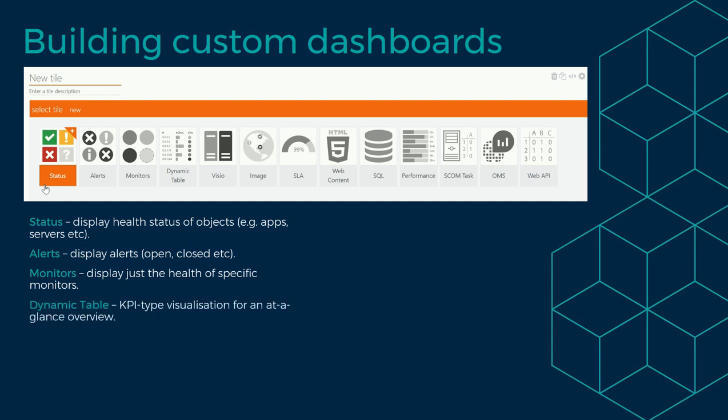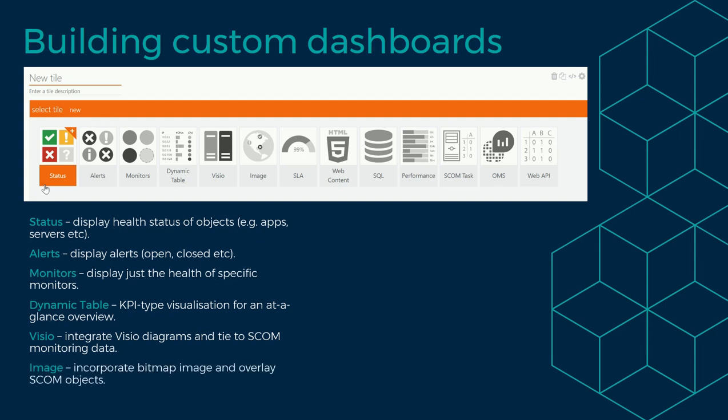Dynamic table is what I would think of as a KPI type visualization, an at-a-glance overview of the health of things like servers, disks, and so on. That can be very, very useful, showing you CPU usage, memory usage, the number of CPUs on a given server, and so on. Visio we'll look at in more depth in another session, but that allows you to tie your SCOM data to your Visio diagrams to make those Visio diagrams live.